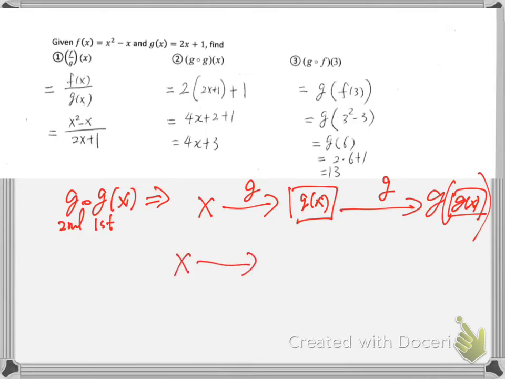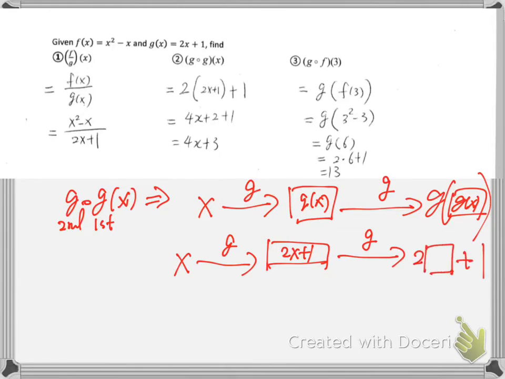So what's g of x? It's 2x plus 1, right? So the second function, g, is applied to this box, so it's 2 times the box plus 1. So what's in the box? This part, 2x plus 1, is in the box. Okay, so this will be 2 times (2x plus 1) plus 1. Okay, this is the composition. Apply the second function to the output of the first function.